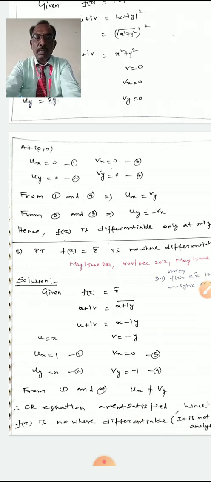From 2 and 3, they are equal and opposite in sign. So here there is no minus. There is no plus, there is no minus in 0. So the second condition is also satisfied. What is it? Dou u by dou y equal to minus dou v by dou x. Hence f of z is differentiable only at origin.